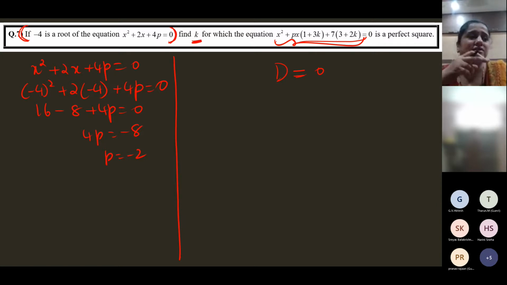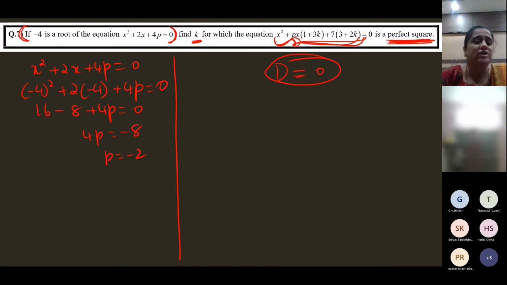Like in one case earlier, we were given a word problem and a situation, and we were asked to frame the equation. So we connected the three sides of the right triangle using the Pythagoras theorem. Like that, here to find K, how do you do it? You'll have to work with this condition: D is equal to 0. Why is D 0? Because it's a perfect square. It's given that this quadratic equation is a perfect square. The minute you see it's a perfect square, that means the value of D will be 0. Write that condition: D is equal to 0.